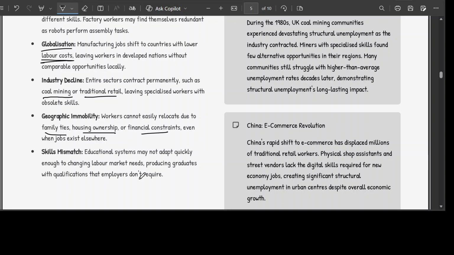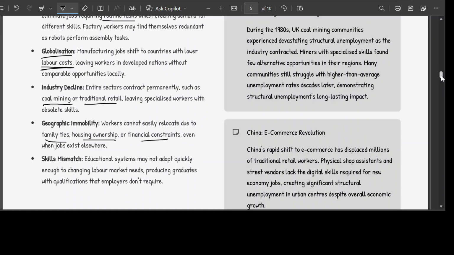And the last one is skills mismatch, because our educational systems generally do not adapt quickly enough to changing labor market needs, producing graduates with qualifications which employers do not require.